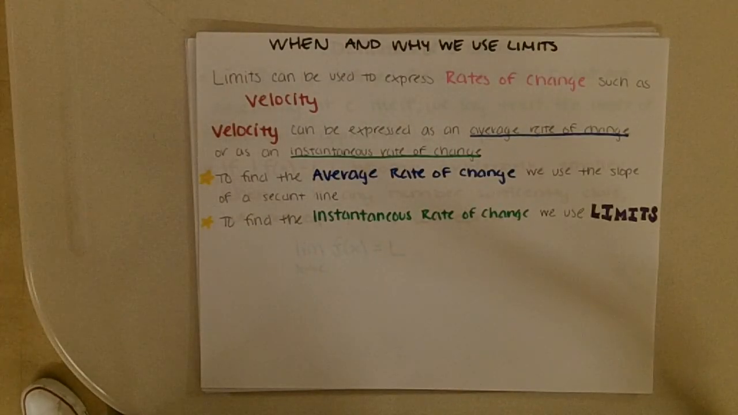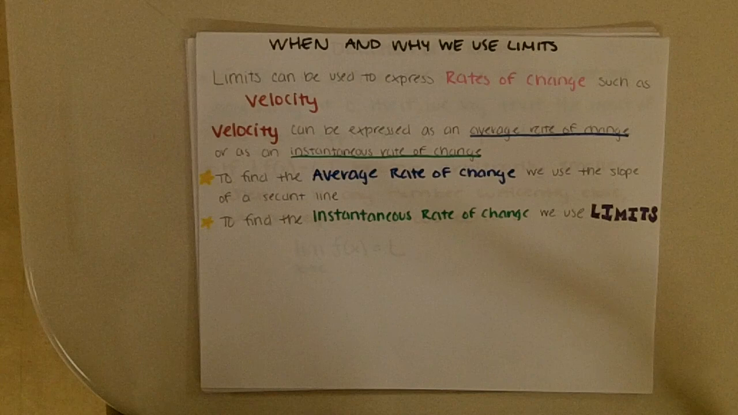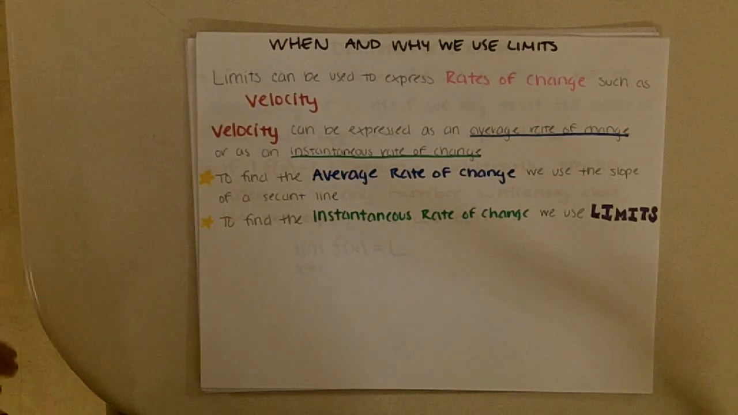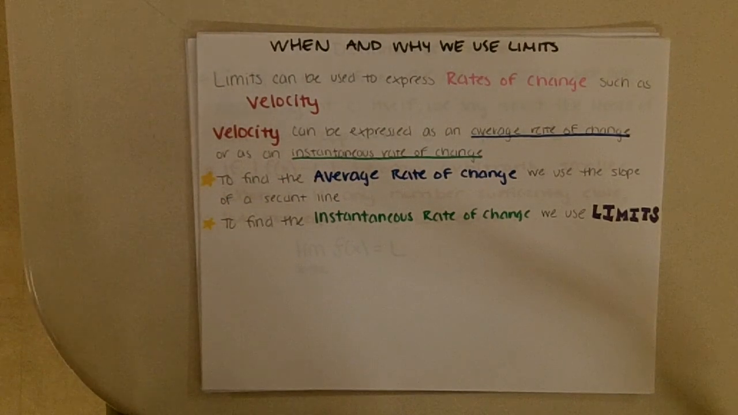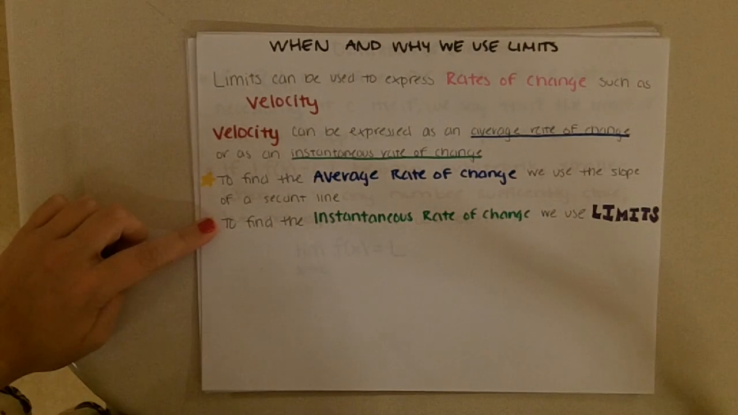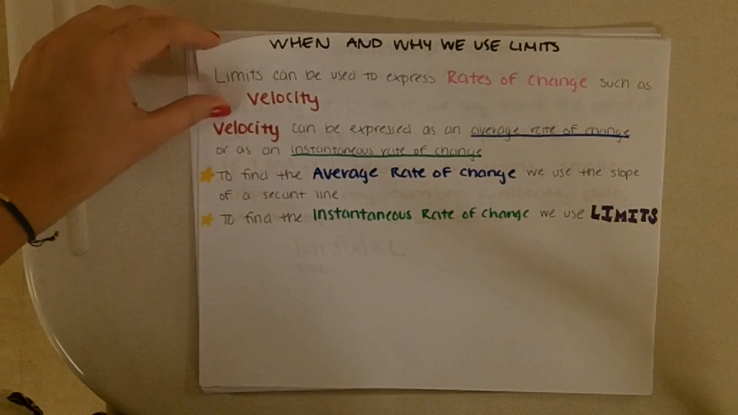First, we'll be talking about when and why we use limits. Limits can be used to express rates of change, such as velocity. Velocity can be expressed as an average rate of change or as an instantaneous rate of change. In use of limits, we want to focus on the instantaneous rate of change. To find the average rate of change, we use the slope of a secant line. To find the instantaneous rate of change, we use limits.